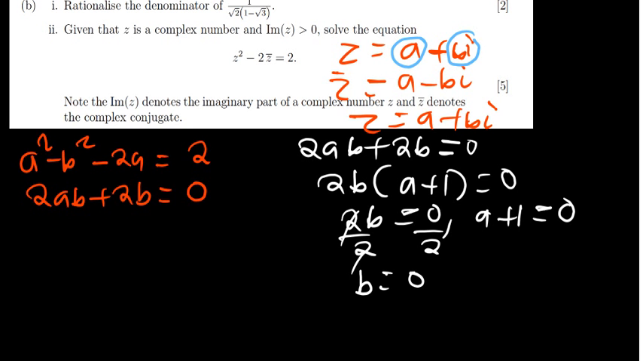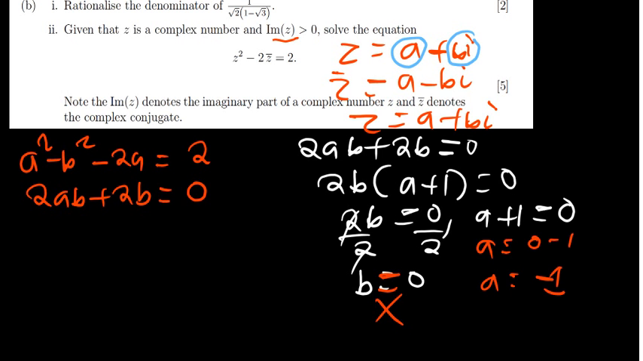Remember, b is an imaginary part, but the question is saying the imaginary part is supposed to be greater than 0. So this was saying that b is equal to 0, meaning this is not the solution for b. You leave it there. That is not the solution for b. Let's go to a. I can shift 1 to the other side, so it's going to be 0 minus 1. a will be equal to negative 1.